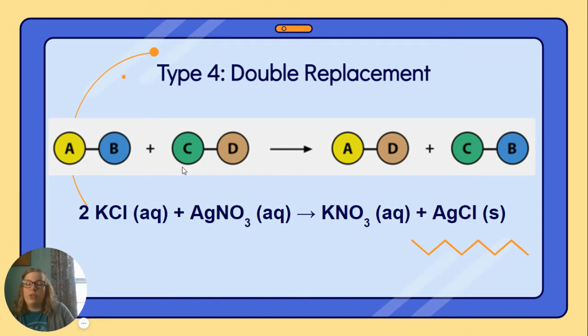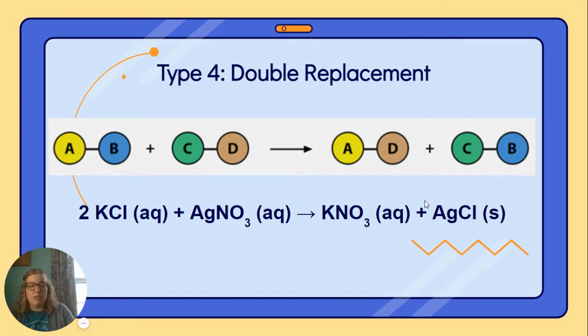Okay. Now, if we look at this reaction and we look at the phases, we go aqueous, aqueous for our reactants. So I have 2 aqueous things put together, and they make aqueous KNO3, potassium nitrate, and then they make solid AgCl. So that means that this is going to be a precipitation reaction.